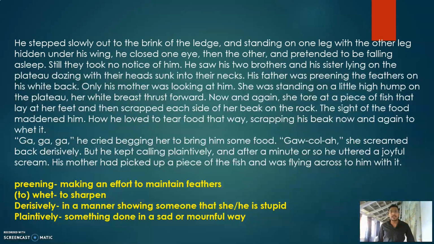Now and again she tore a piece of fish that lay at her feet and then scraped each side of her beak on the rock. So the mother had a fish near her feet, and she was tearing off pieces of flesh from the fish one by one, and scraping each side of her beak on the rock. Scraping means rubbing the beak on the rock in such a way as to sharpen it. Hunter birds, those who hunt other animals to eat, try to sharpen their beaks by rubbing them on trees or rocks. So that is what the mother is doing.